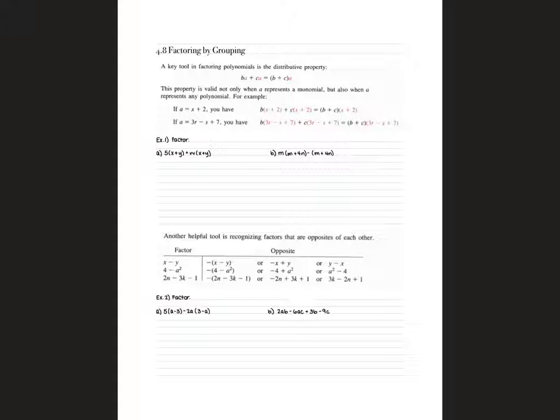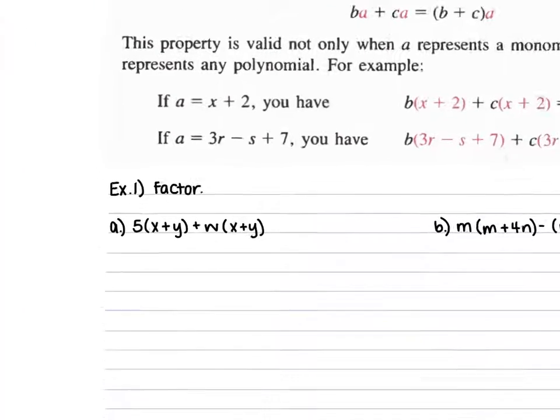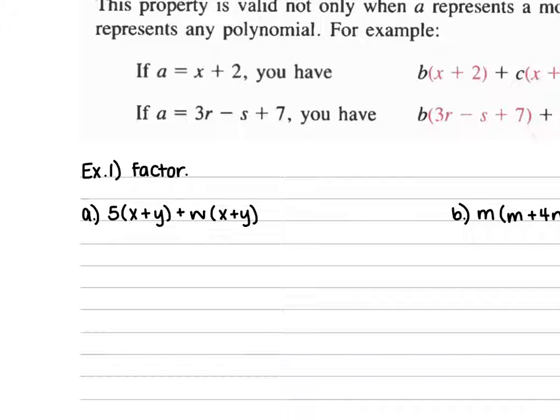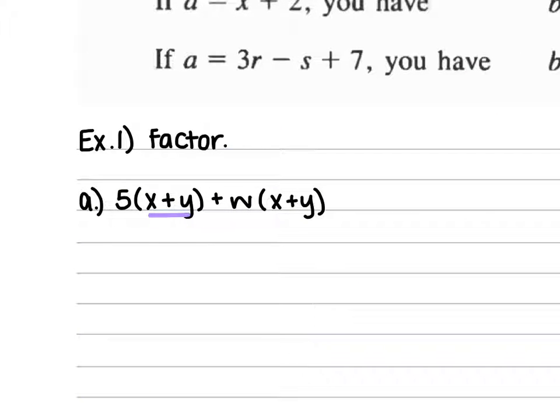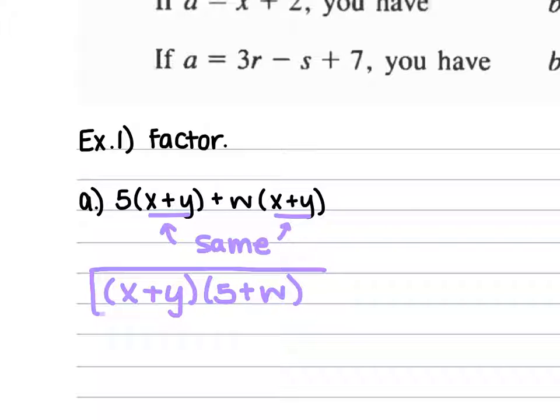So if we look at example A, we have 5 times x plus y plus w times x plus y. So we realize that these 2 parentheses are the same, so we are going to rewrite one of them and then make another set with the 5 and the positive w. So it's going to be 5 plus w. And that's it.